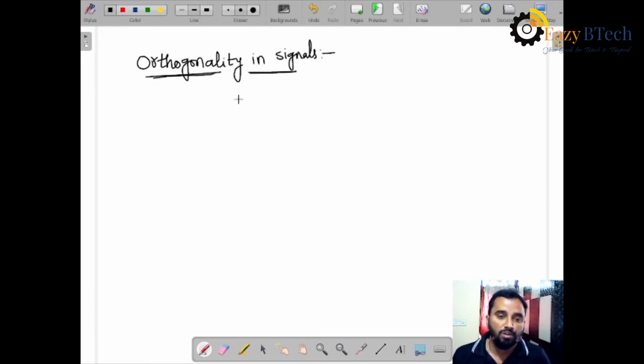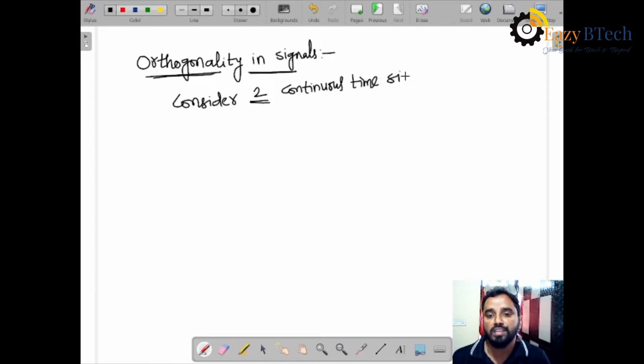Now consider two signals, like two vectors. Consider two continuous time signals, x1 of t and x2 of t. What are the two signals? First one is x1 of t and second is x2 of t.